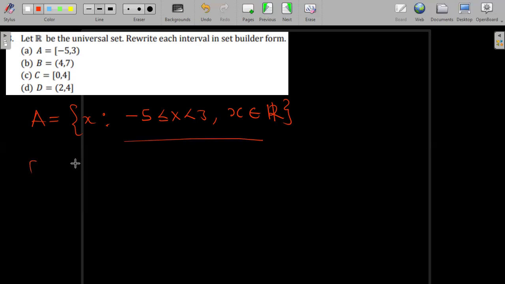So with B, you do the same. B is a set of X such that, it's open on both sides. So I'll start from 4 and it's going up to 7 there. And of course, X is a member of the natural numbers like this.